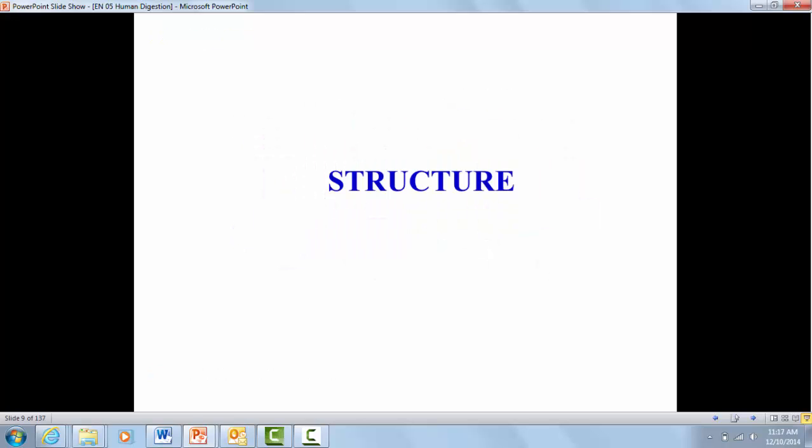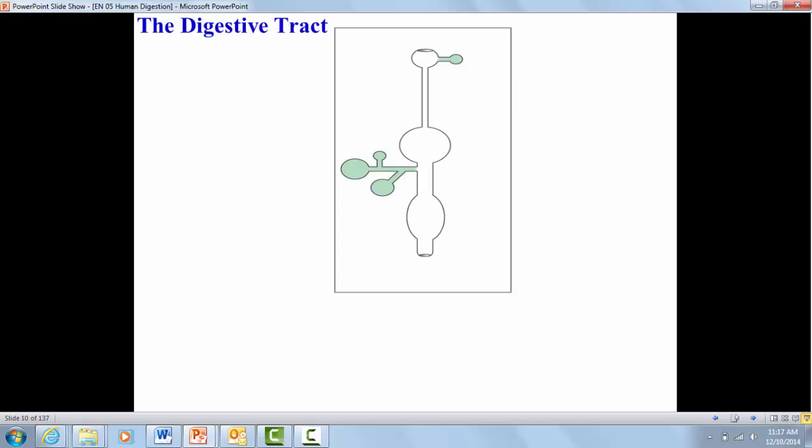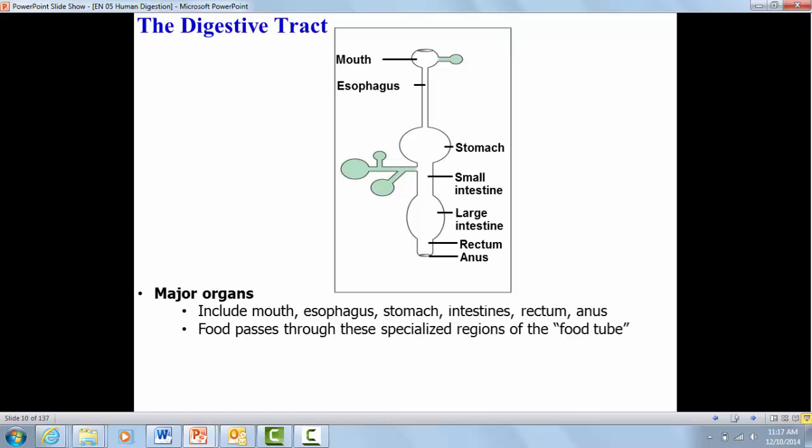As far as structures go in the digestive system, there are some very important things to note. Looking at this diagram, the structures that are labeled in white are the major organs, and the ones that are in blue are those accessory organs. Major organs include the mouth, esophagus, intestines, rectum, and anus, and the food is going to pass through these specialized regions. As you can tell based on the picture, it looks like a giant tube.